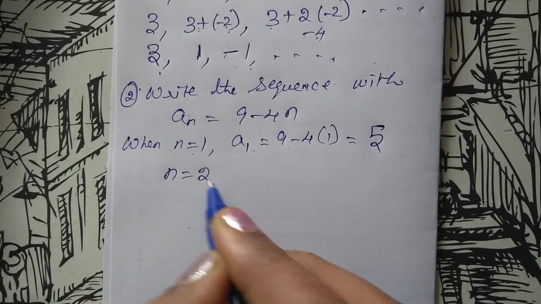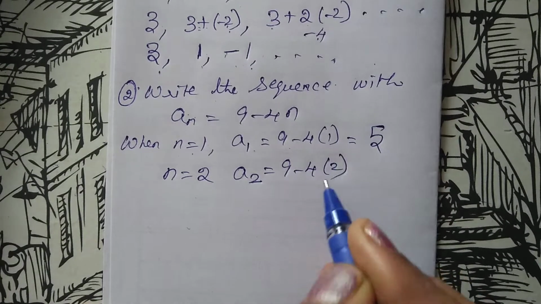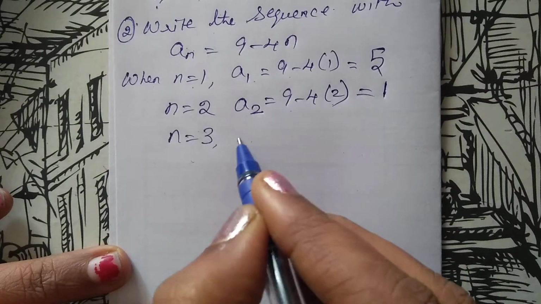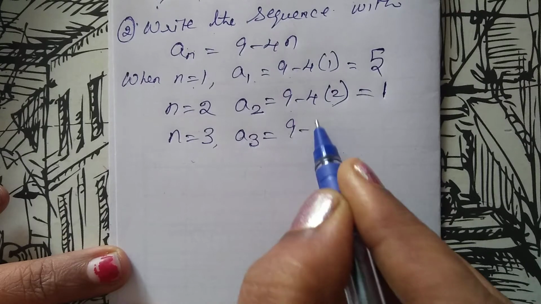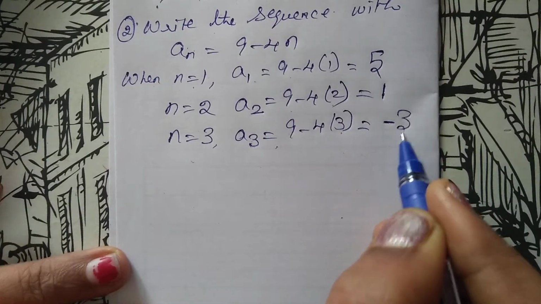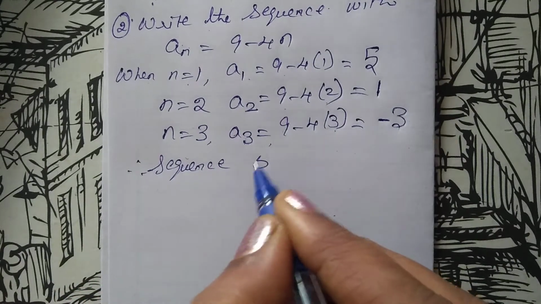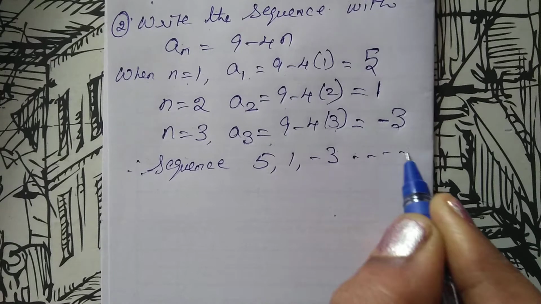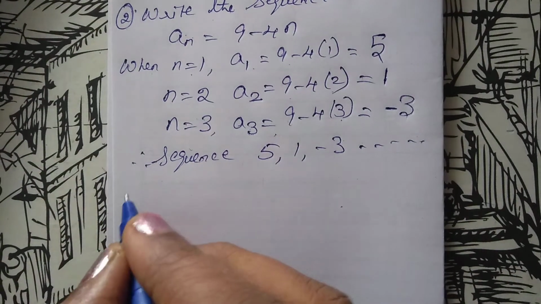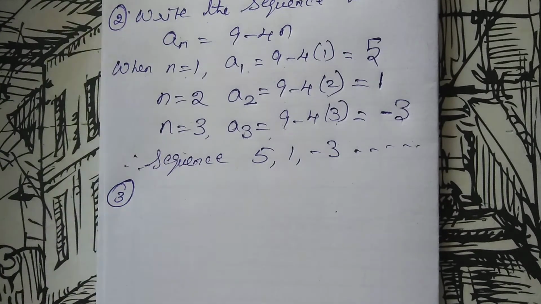When n is equal to 2, this will become a2, which is 9 minus 4 into 2, 9 minus 8, 1. When n is equal to 3, it will become a3, 9 minus 4 into 3, 9 minus 12, minus 3. So, therefore, the sequence we got is 5, 1, minus 3, and we can make it an infinite series. Next. It all looks like very simple sums for you, is it not?